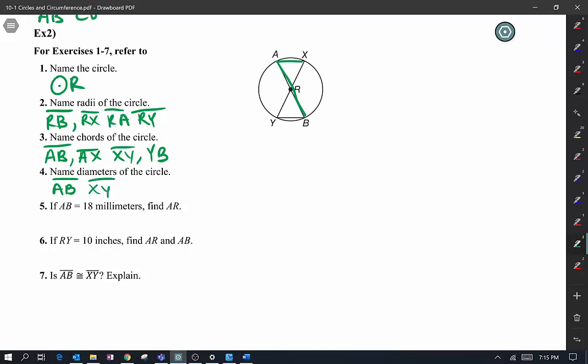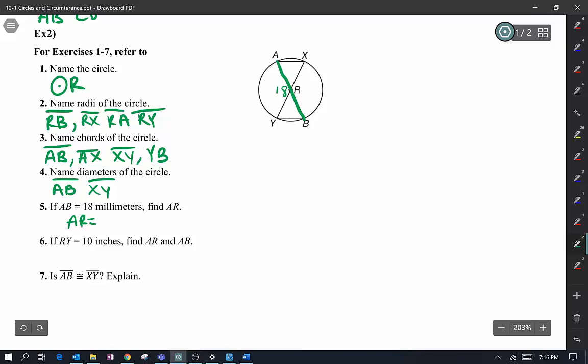Question 5. If AB is 18, then find AR. Well, AB is 18, so half of AB is AR, right? So it's 9. So AR equals 9.